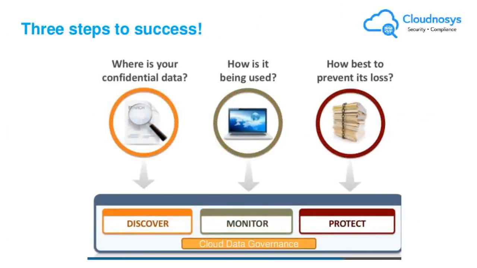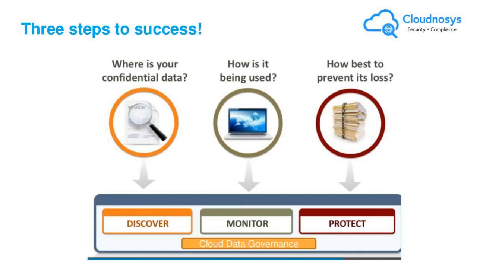So, three steps to success. We try to simplify it by saying discover, monitor, and protect for your data governance strategy. You need to have a way to discover what's out there and also understand where your confidential data is sitting. There are multiple tools available where you can scan your files and databases to find the PII data and then mark it with a tag. Then you'll be able to control and manage the lifecycle of it.